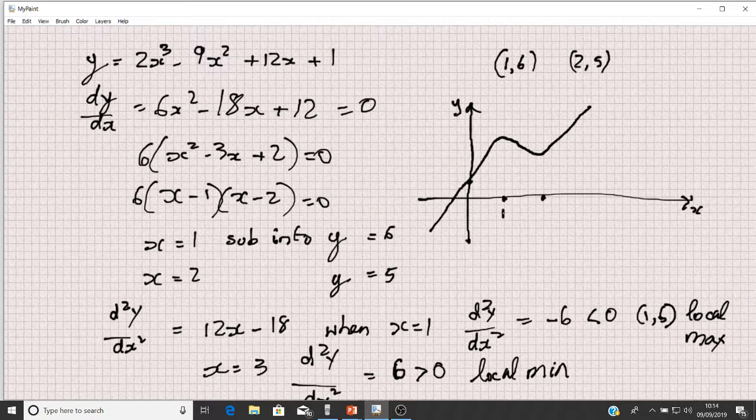So I'll just finish the sketch by going y and going x. And we need to mark 1, 2. We need to show the y-intercept is positive 1. And we could mark this as 1, 6, and we could mark this as 2, 5. So that's everything completed now for this example. So thank you for watching, and we'll just stop the video now.